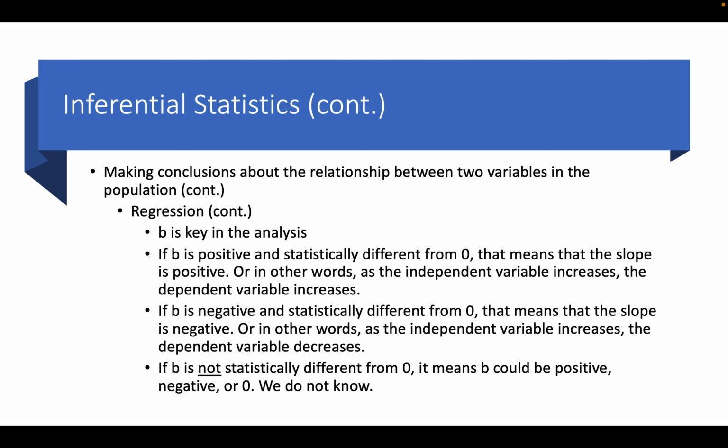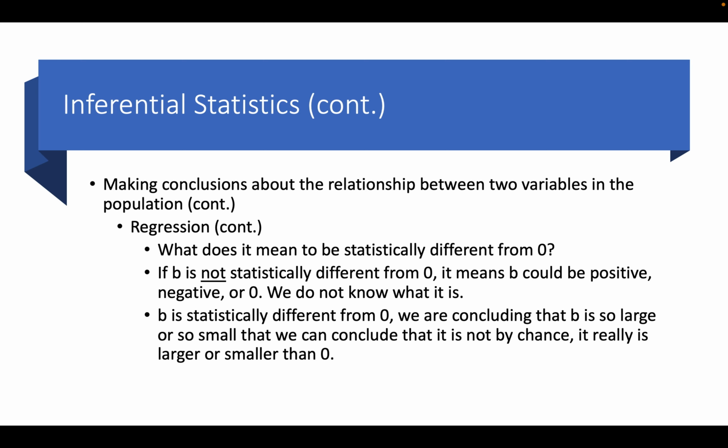If b is not statistically different from 0, it means that the slope coefficient could be negative, positive, or 0. We do not know. So there's a fundamental distinction between being statistically significant and not being statistically significant. It's very important for regression analysis.